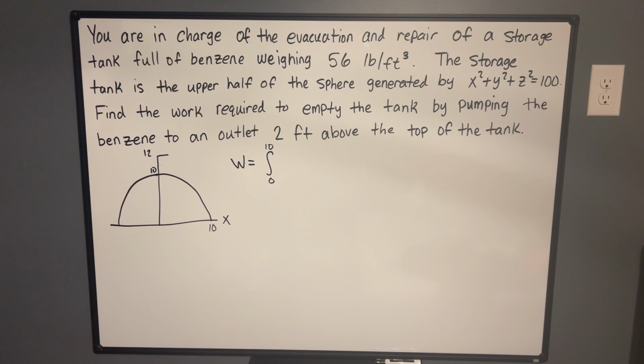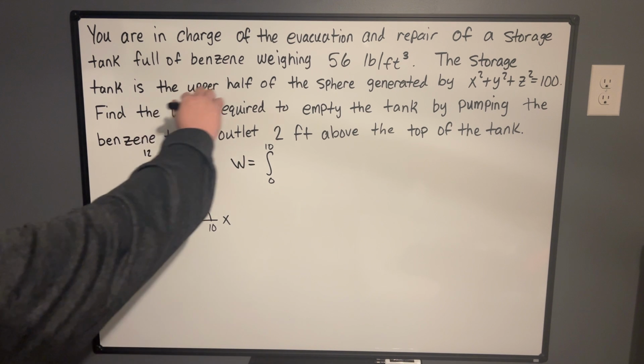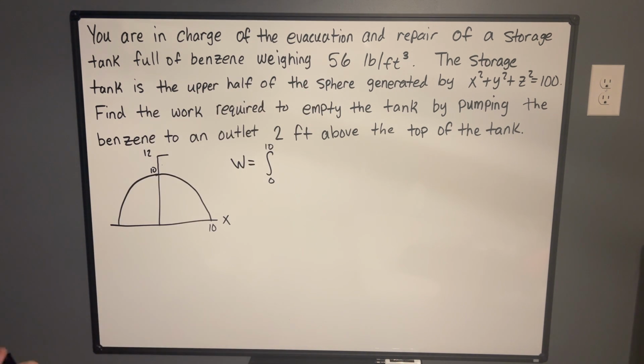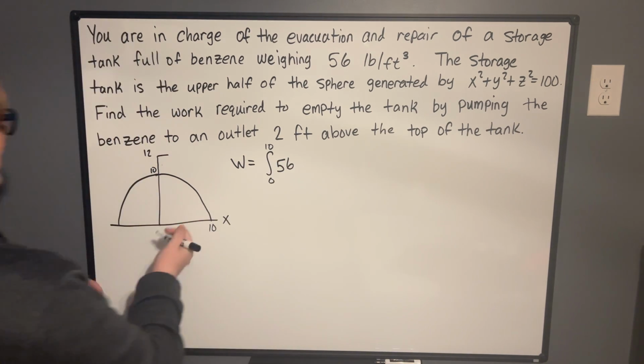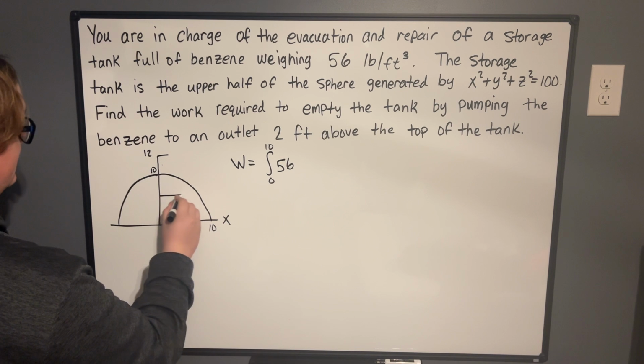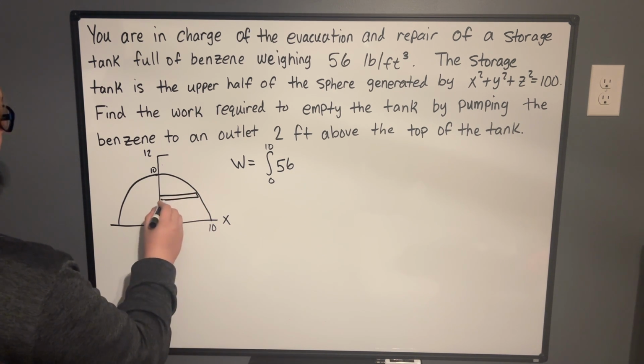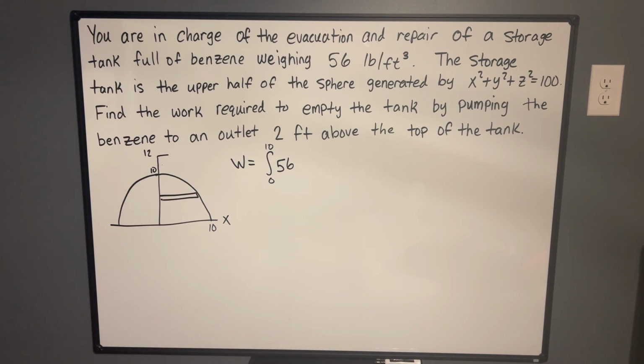Okay? Now, another thing that we're going to need for the work is to consider the density. But the density here is given to us because we know it's benzene, and the density is 56 pounds per cubic foot. So we're going to throw that in there because every slice of benzene, if you think of it as a slice right here that we're taking out, is going to have 56 pounds per cubic foot. So it's going to weigh that much per cubic foot. So we need to throw that into the integral.